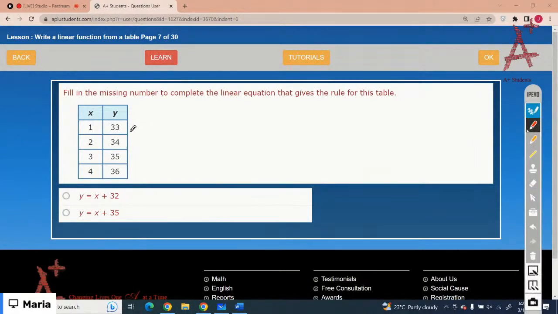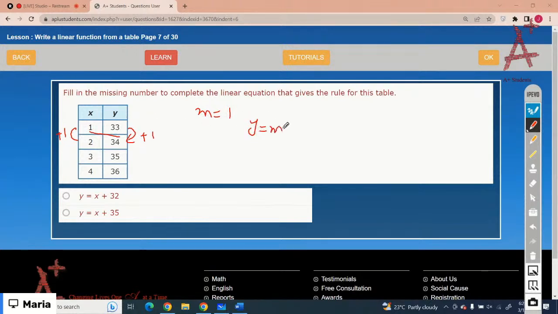The next one is 33 plus 1, which is 34. The slope is 1. But here you're not given the option 0, 0 or 0, 1 for x, y. Got it? You have to calculate the value. Just select the first point: y equals 33 when x equals 1.